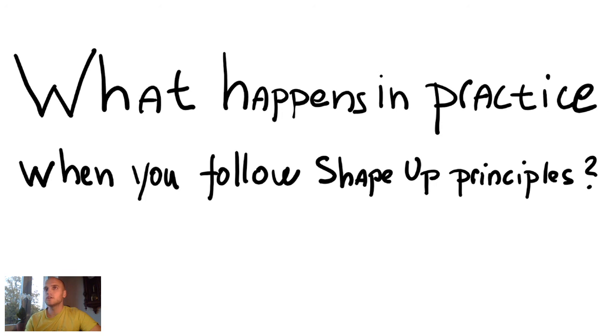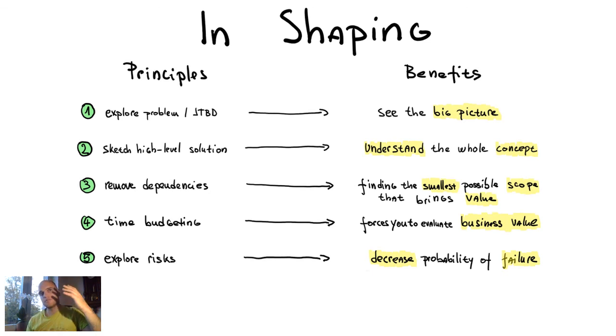Okay, cool, nothing. So now basically, what happens in practice when you follow the ShapeUp principles? There is the first phase, which is called shaping, which is when the product manager, for example, is preparing the mini project. They are really trying to describe what the problem is, what the solution is, and trying to prepare it for the development cycle.